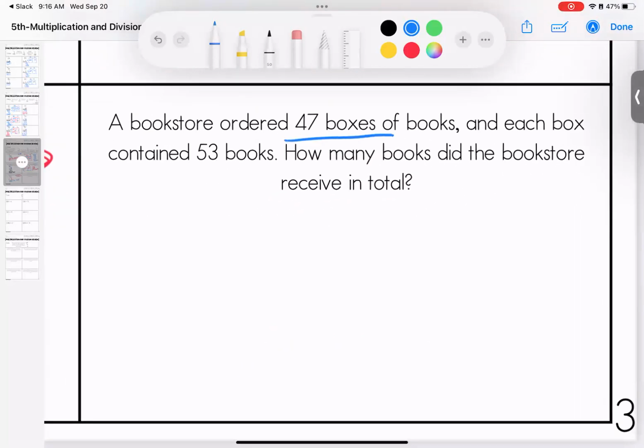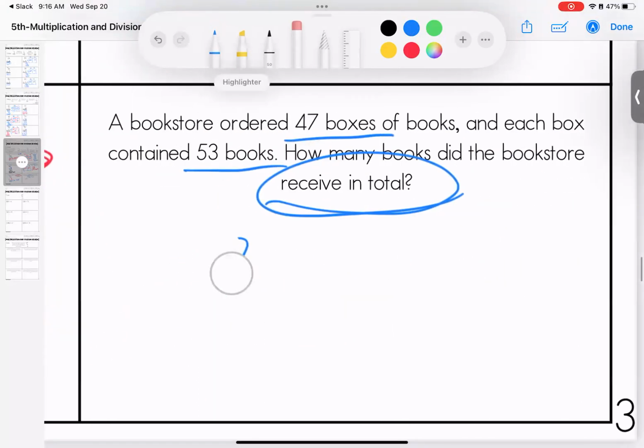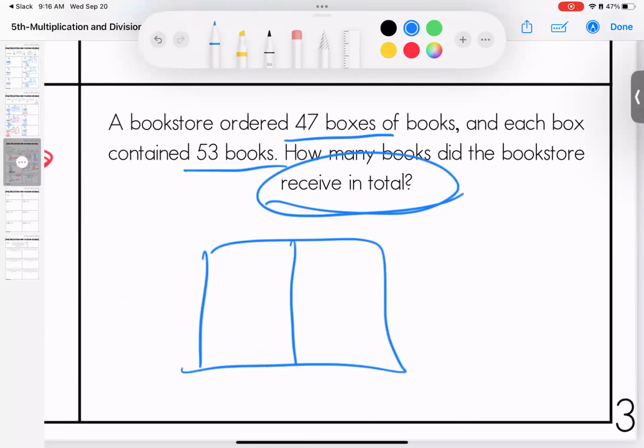A bookstore ordered 47 boxes of books, and each box contained 53 books. How many books did the bookstore receive in total? So 47 needs to be boxed. 47 times 53. So we have a 40 and a 7, a 50 and a 3.